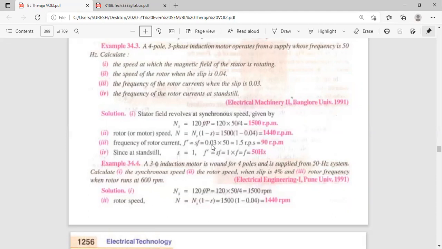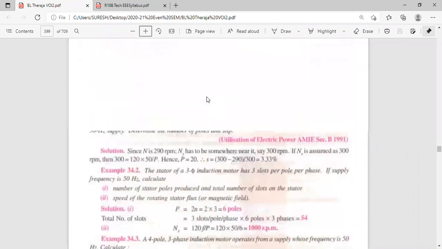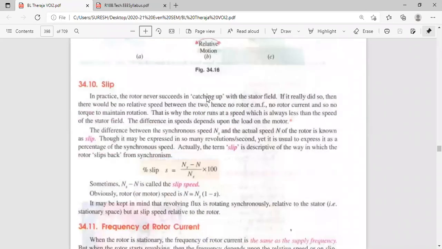Okay, see the last bit. Frequency of the rotor current at standstill. So at standstill, what is the value of n? What is the rotor speed at standstill? Standstill means rotor is not rotating. When rotor is not rotating, what is the value of n? 0. If n is 0, what is s? 1. S is equal to 1.